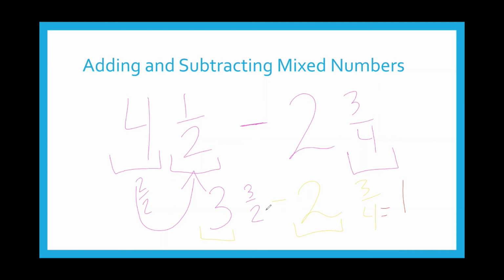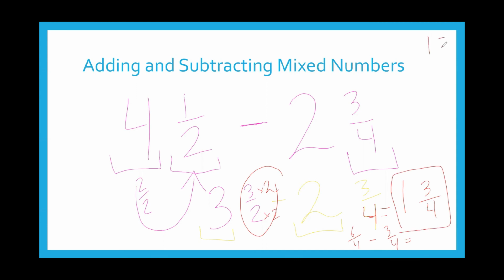So I'm going to multiply this by 2 to make it 4 and do the same to the top. And I don't actually have to do anything to this side because it's already got a 4 as the denominator. So now this becomes 6 over 4 minus 3 over 4, which just equals 3 over 4. So our answer is 1 and 3/4.